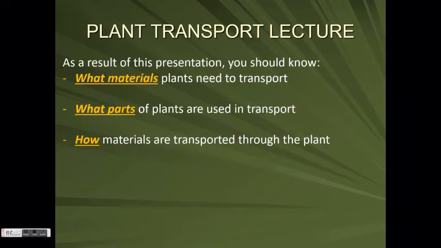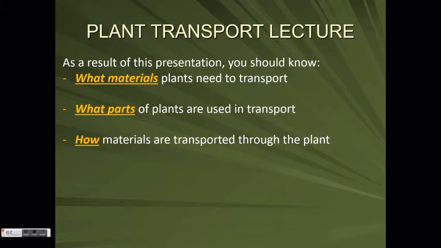Overall, as we take a look at this section, we want you to be thinking about what materials plants need to transport in the first place, what parts of plants are used in transport, and then ultimately, sort of like the physiology that we just completed, how are these materials transported through the plant? So we're going to be doing a little bit of anatomy and physiology all at the same time within this plant part. And just as a side note, this is something we're going to be doing with each and every unit. We'll take a look at how animals, humans are able to do whatever it is.